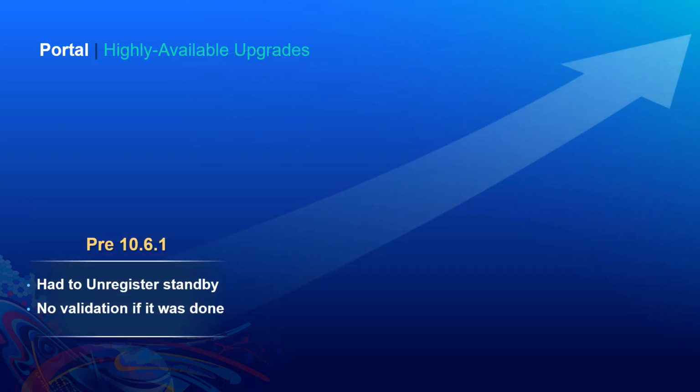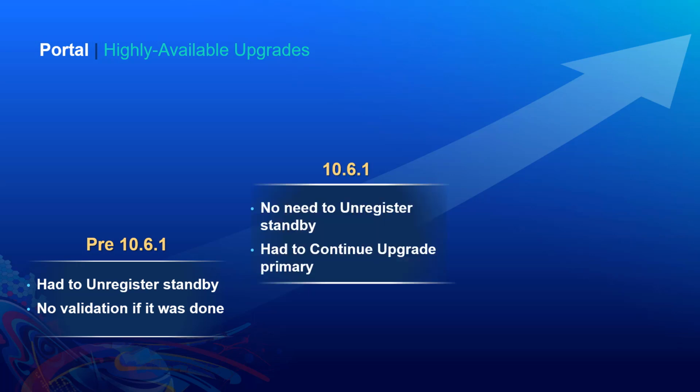Let's review a highly available portal for ArcGIS upgrade. Prior to 10.6.1, the portal standby machine needed to be unregistered prior to upgrading. Starting at 10.6.1, you no longer need to unregister the standby machine. However, you had to manually run Continue Portal Upgrade on the primary machine. The feedback we received was that it was confusing as to which machine to start the install, and what if it causes a failover? I now am not sure which one is the primary.